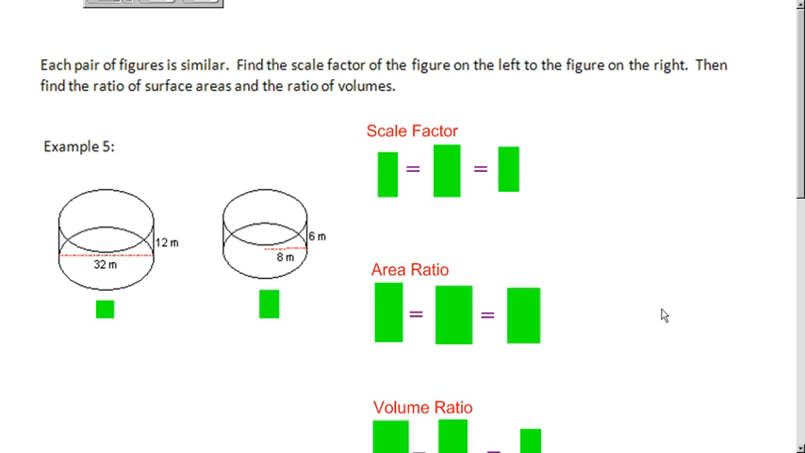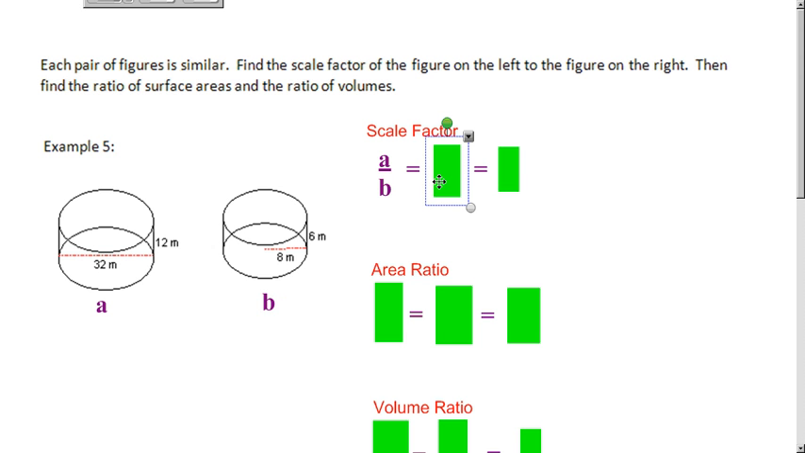The last two examples that we'll cover here, we'll be given two figures, and again, they are all similar. We need to find the scale factor, the area ratio, and the volume ratio of the two similar figures. So in example 5, the first thing you would want to find is your scale factor. Your scale factor is a over b. Again, I labeled our figures.